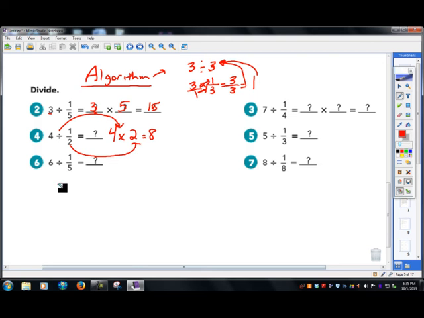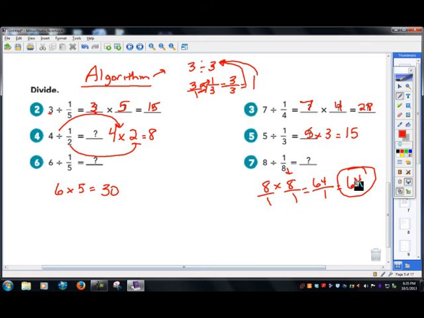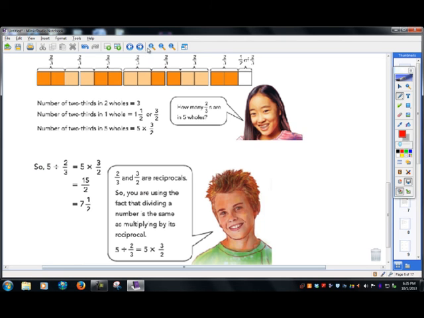Okay. 6 divided by 1/5 is going to become 6 times the reciprocal of 1/5, which is 5, which equals 30. Okay. 7 divided by 1/4 is going to become 7, dividend stays the same, times 4, which is 28. 5 divided by 1/3 is actually going to become 5 times 3, which equals 15. 8 divided by 1/8 becomes 8 times 8. And again, you could put 8 over 1, but you don't have to do that. I mean, we could do that all day long and say 64 over 1. But 64 over 1 equals 64. Okay? All right, let's go on to the next page.